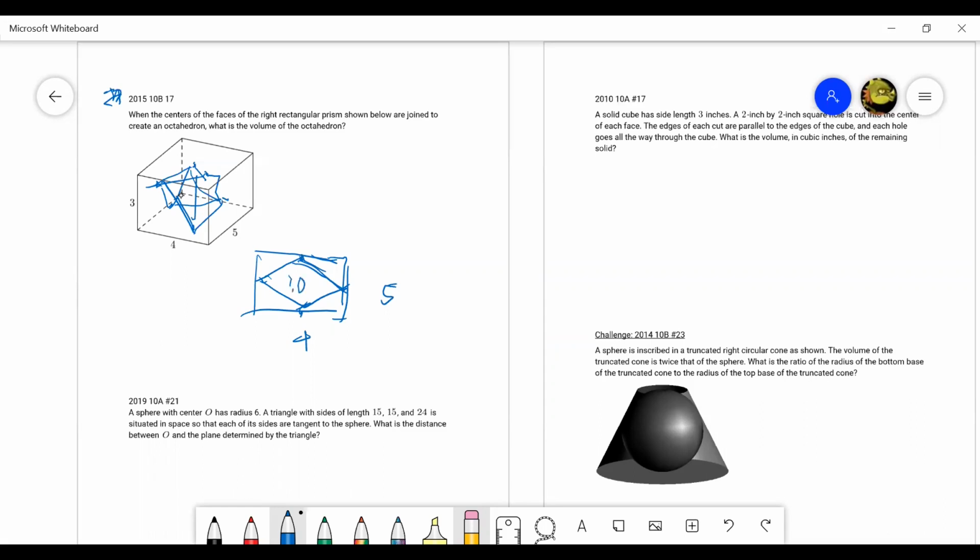Then we know the height of the entire octahedron is just 3, which means the height of each pyramid is going to be 3 halves. So it doesn't actually matter here in this case. Your answer is just 2 times 1/3 times base times height, which is 3 halves times 10. So it's just 20.